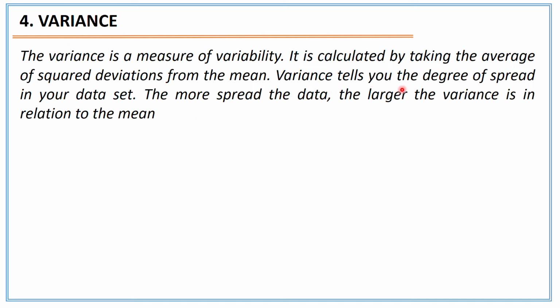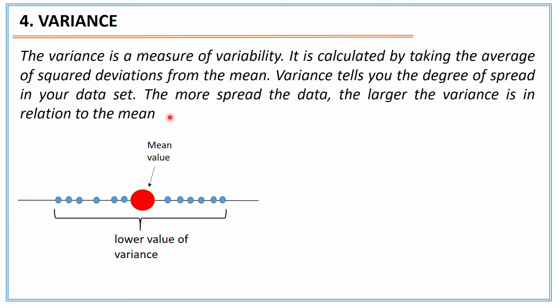Variance tells you the degree of spread in your data set. That means how far your data is from the mean, you can see from the variance. Now let's see some figures. In this figure, let's say the red dot is the mean value, and this data is clustered around the mean. So here I can say that it has a lower value of variance.